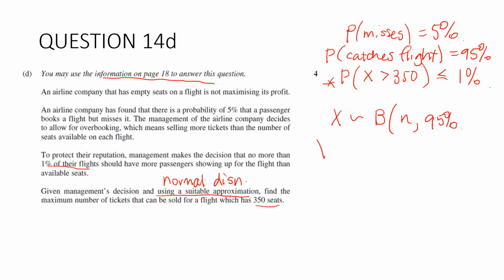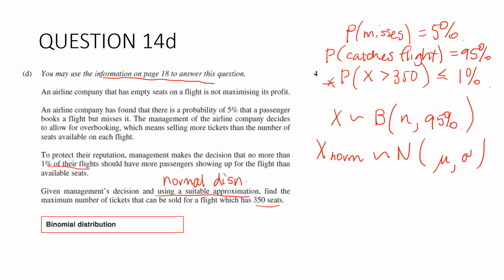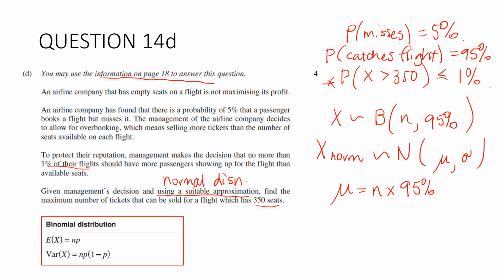Now we want to approximate this as a normal distribution, and so we're going to want mu and sigma. Now we know that it's actually on our reference sheet. So mu is going to be equal to np, we don't know what n is, times 95%. And sigma will be the square root of variance, so square root of n times p times 1 minus p, which is 5%.